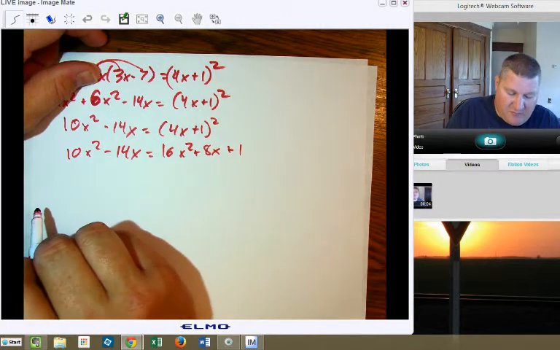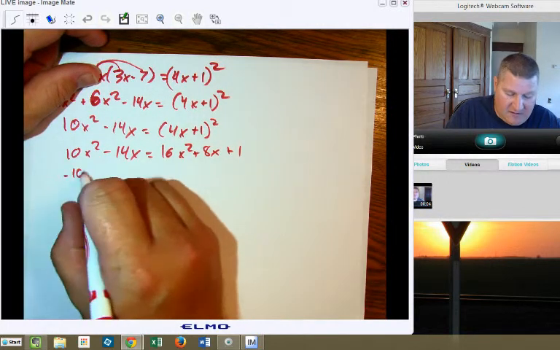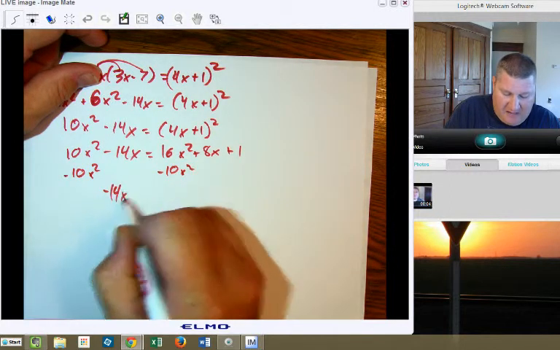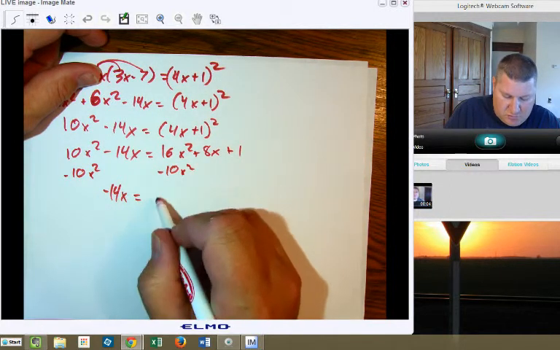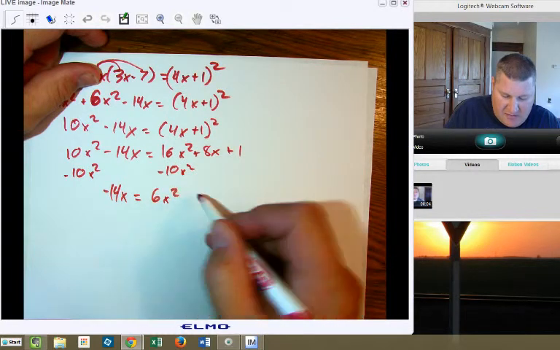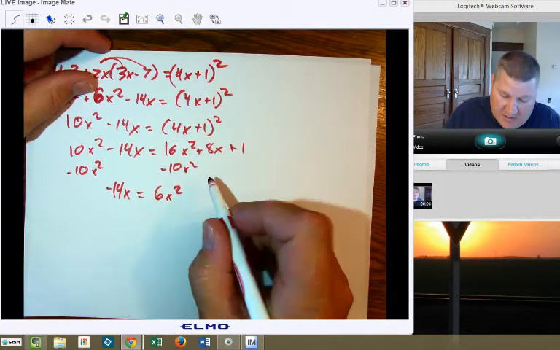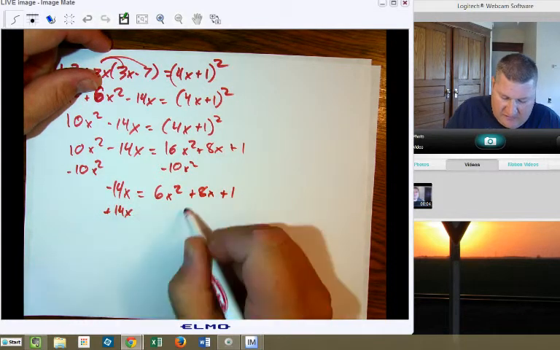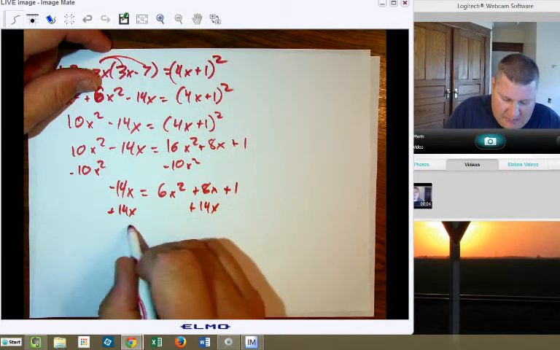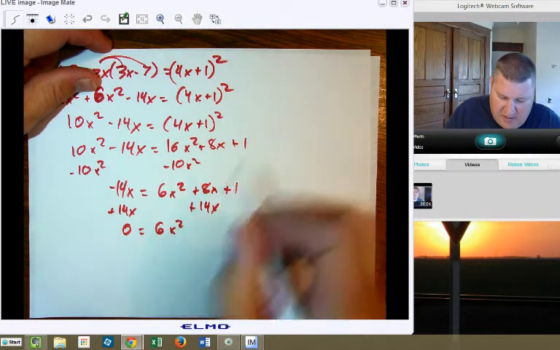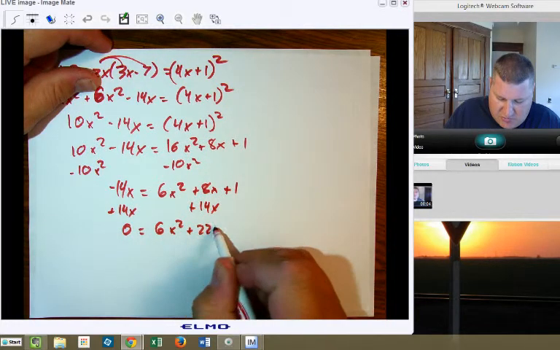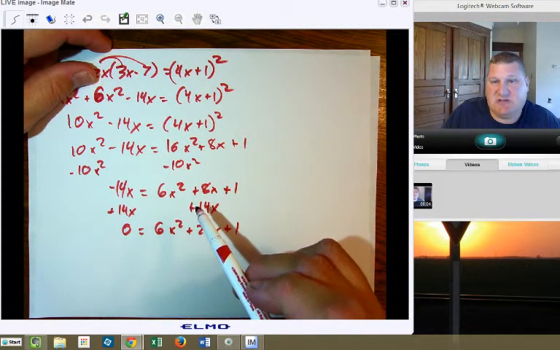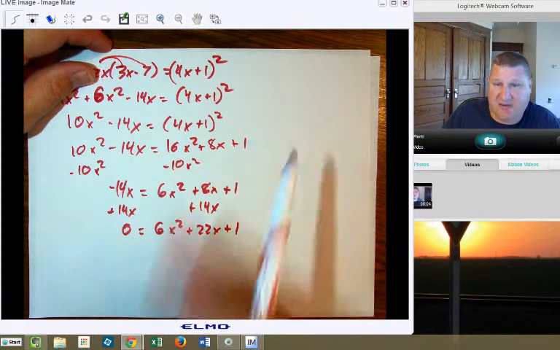All right, at this point, now we're ready to begin solving. Minus 10x squared, minus 10x squared, negative 14x equals 6x squared. Don't forget your squared, almost forgot my squared. Plus 8x plus 1, add 14x to both sides. I come up with 0 equals 6x squared plus 22x plus 1. You'll notice I'm getting 0 by itself each time because in order to solve for x, we actually have to put 0 on each side.